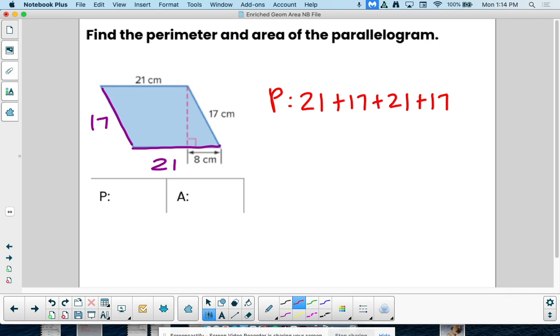Let me know what you get. We can compare. Did you say we rearranged it? I thought we were rearranging it. Adding up the sides, you can add.